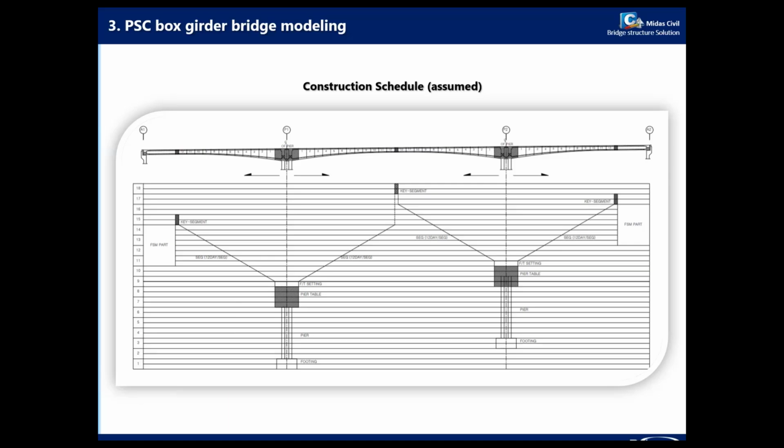So even if two members were not constructed at the same time, those members will have a different creep, different shrinkage and deformation, because the duration of the age of the concrete is not the same. Midas Civil can deal with those variations very well using the FCM wizard.